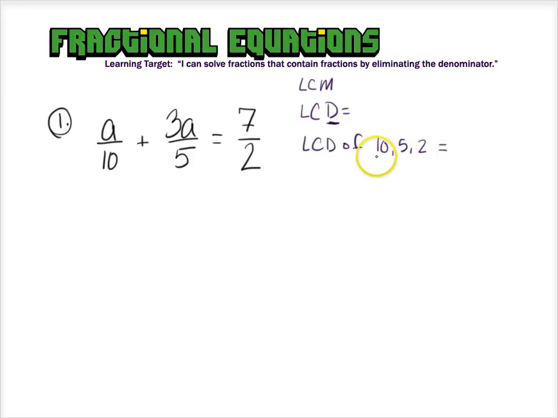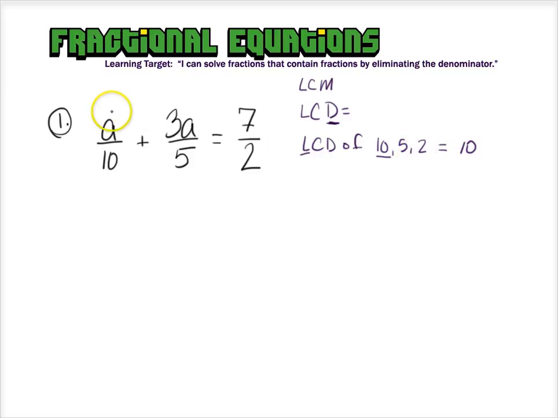And what we do is you take the highest one, and you first check that one. So does 5 go into 10? Yep. Does 2 go into 10? Yep. So 10 it is. If one of those didn't go into 10, I'd try the next multiple of 10, which would be 20, and see if they all work for that. 20 does work, but it's not the least common denominator. So I want the smallest one all three numbers can go into, and that would be 10.